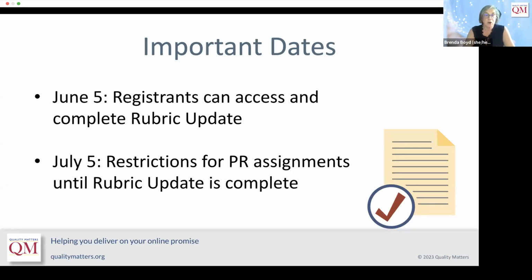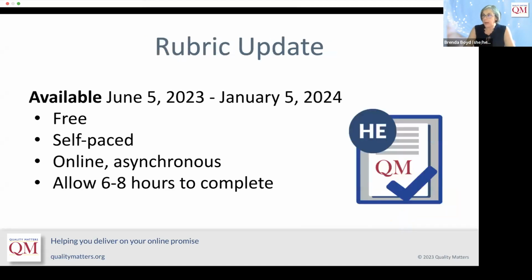So if you are a peer reviewer or master reviewer and you take the rubric update, you're going to be eligible to serve on course reviews starting on July 5th, once you have completed the rubric update. If you haven't completed it, you won't be able to be put on an official review until you have. I just want to let you know about that.